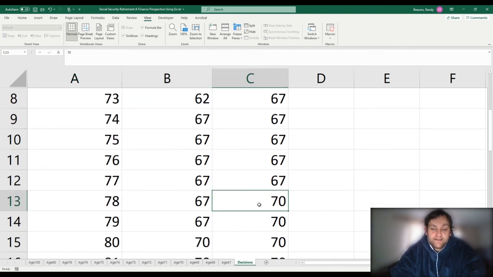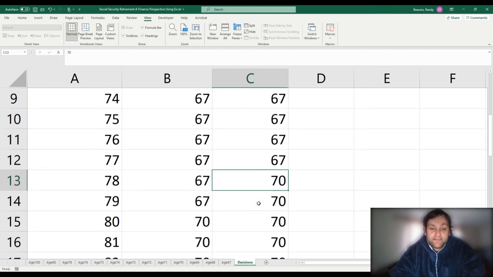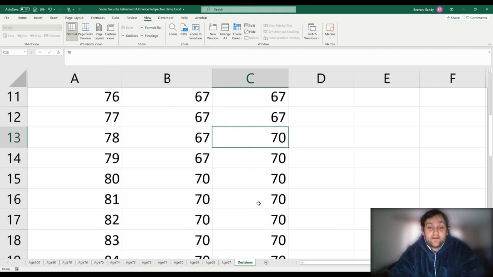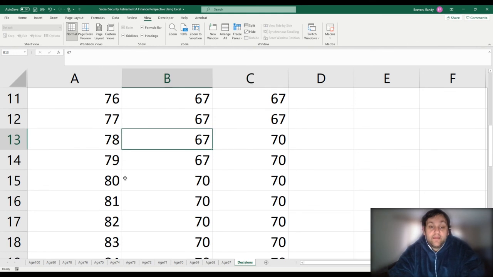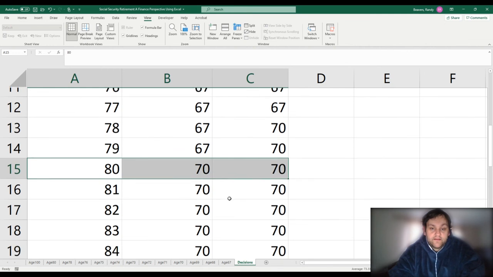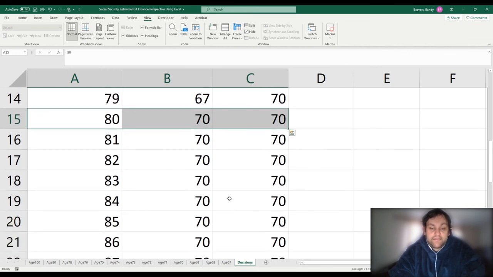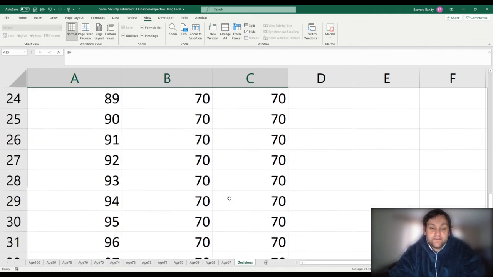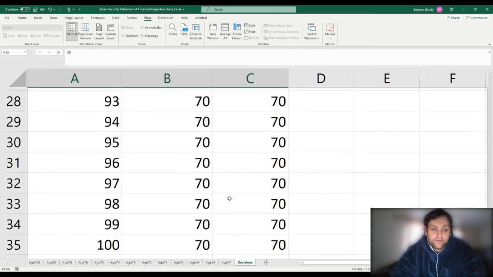At age 78, if you follow an aggressive strategy, it would make sense financially for you to retire at age 70. And then at age 80, regardless of your investments, generally speaking, you would just go ahead and take that late retirement. So hopefully this helps you make your decisions.